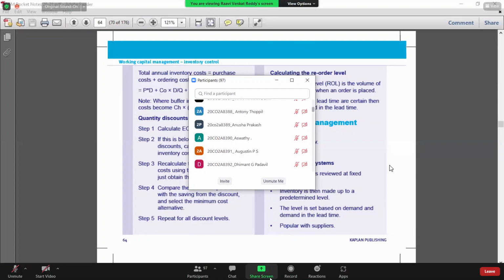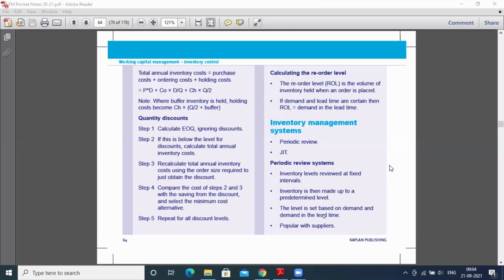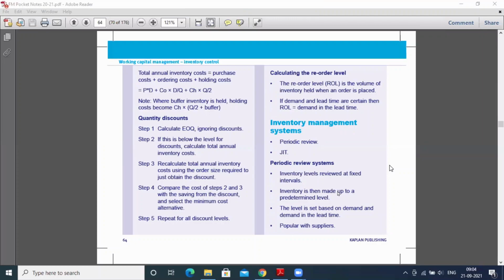Generally in this case, first we should calculate the economic order quantity ignoring the discount. And if this is below the level for discount, calculate the total annual inventory cost. Then recalculate the total annual inventory cost using the order size required to just obtain the discount. Then compare the cost of step 2 and 3.